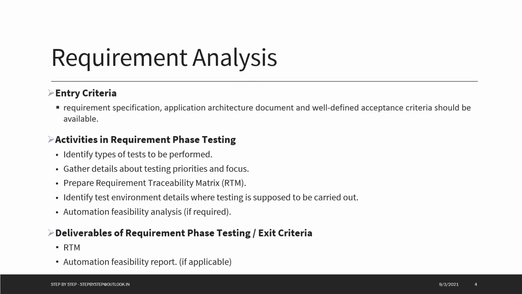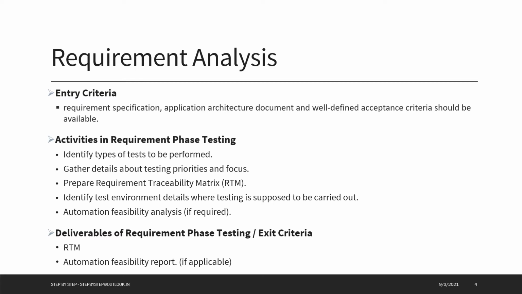So requirement analysis. We all know that in every stage there will be entry criteria and exit criteria. For the requirement analysis, the entry criteria will be the requirement specification, application architecture document, and well-defined acceptance criteria should be in hand. Then only you can start with requirement analysis. And within the requirement analysis, what activities does one need to do? One needs to identify the types of tests to be performed. Gather details about the testing priorities and focus, so which module is to be tested first, that should be prioritized.